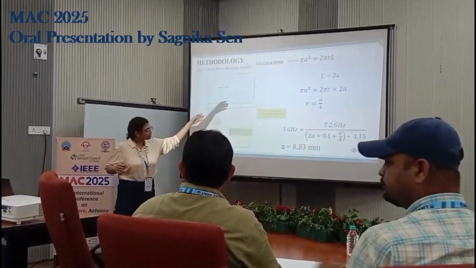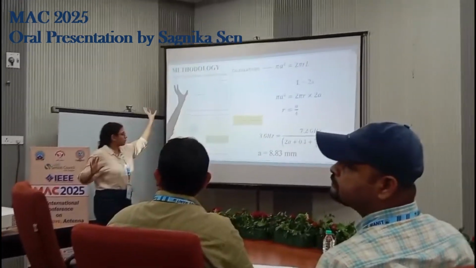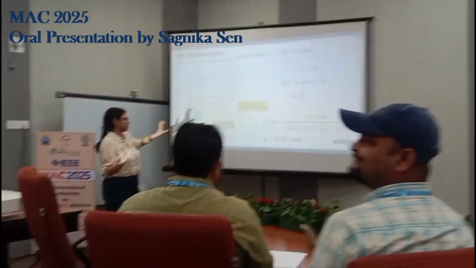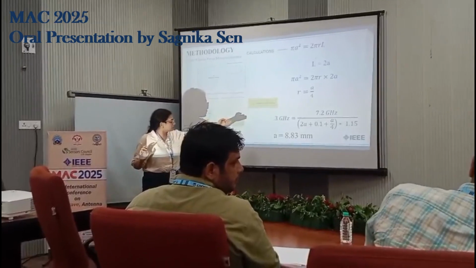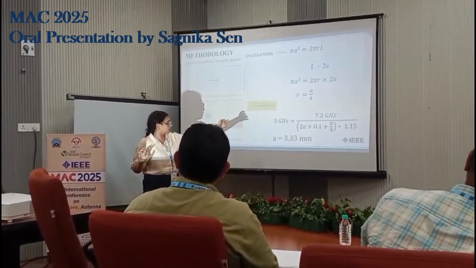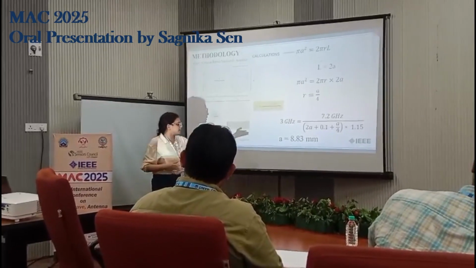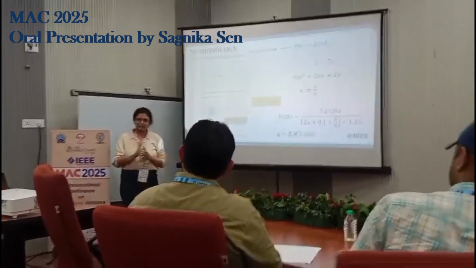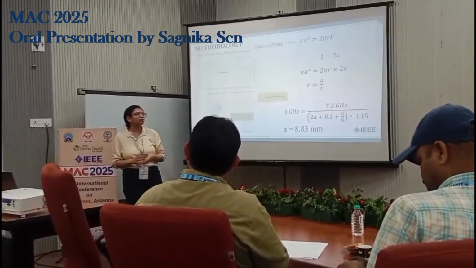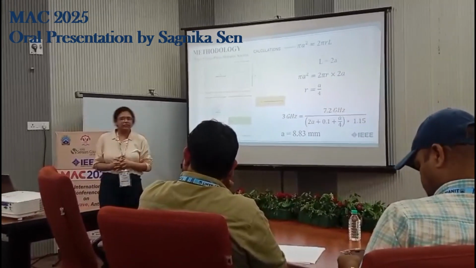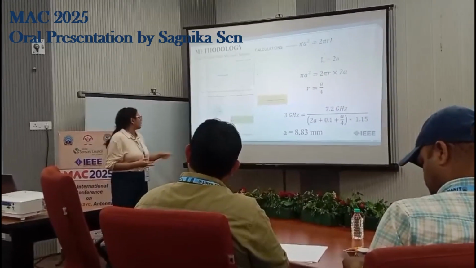So that is why I took 3 gigahertz as my desired FL frequency. After putting the equation in terms of A, I found that A is equal to 8.83 millimeters. Now, using this radius, I made a design on HFSS.